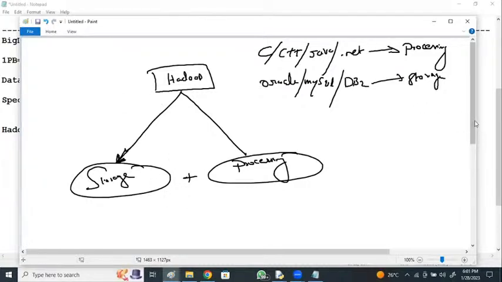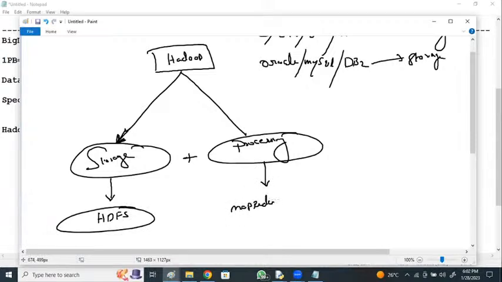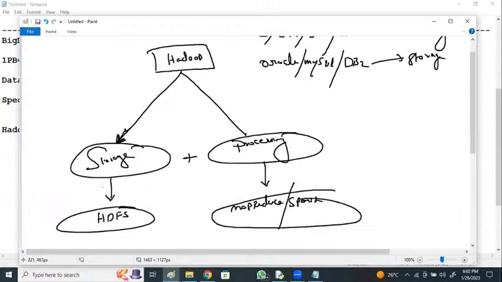But for storage, does Hadoop use any database internally? No. Hadoop is going with a kind of file system called Hadoop Distributed File System. And for processing, we are going with an execution model called MapReduce. And currently we are using Spark, right? So for storage, we are using this. For processing, we are using this. Both combined can store and process.